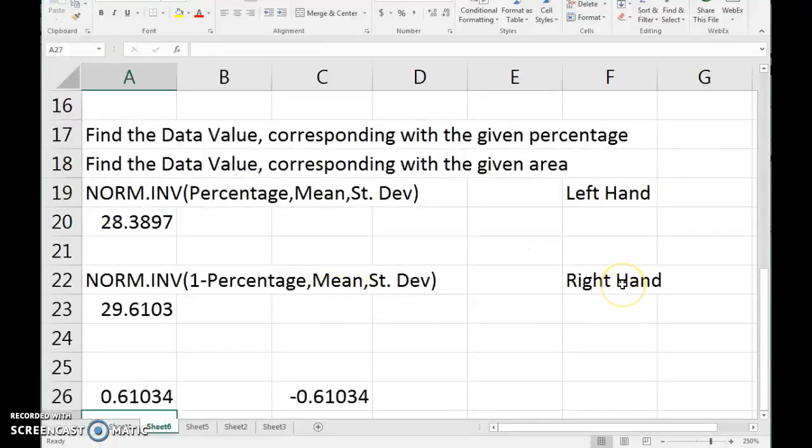And so when we're doing a right hand tail for this, we want to use the same formula here in Excel, but instead of entering the exact percentage that's given, we want to do 1 minus that, and then enter the mean and the standard deviation. And the reason we have to do 1 minus is because this formula in Excel only gives left-hand probabilities.